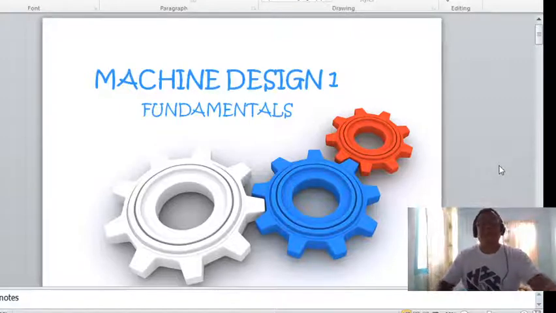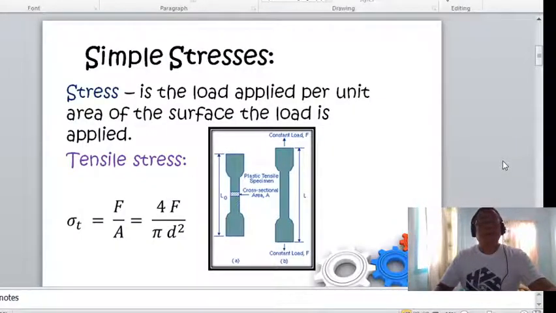Okay, class, this is a topic in machine design. This presentation covers the fundamentals of this subject. The first topic, of course, is simple stresses. By the way, let us first define what stress is. Stress is the load applied per unit area of the surface the load is applied.